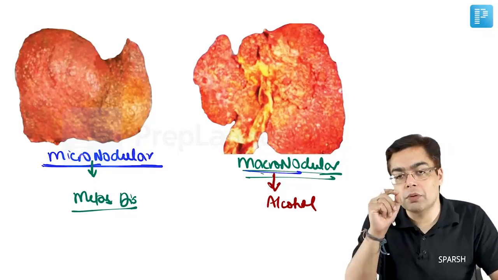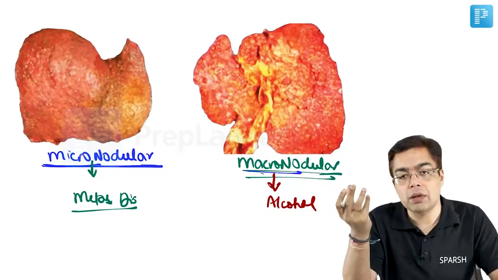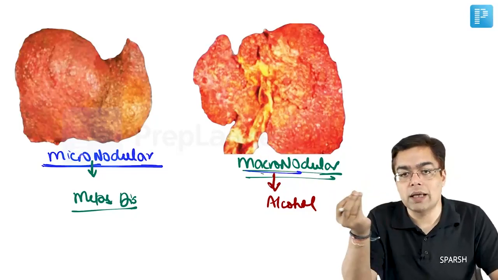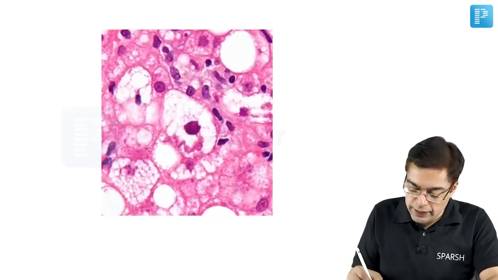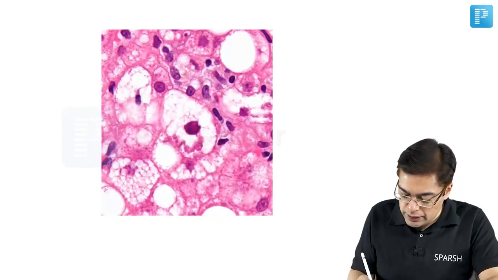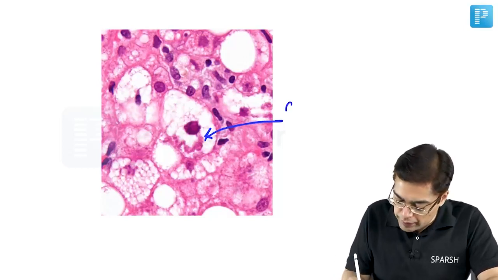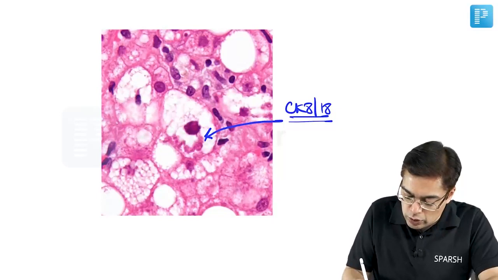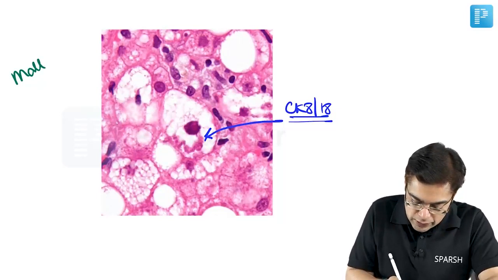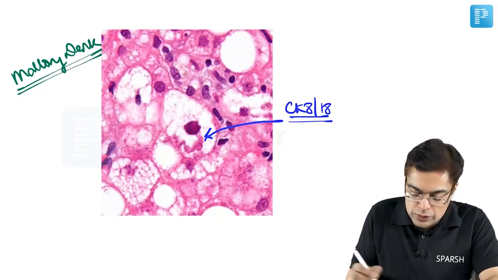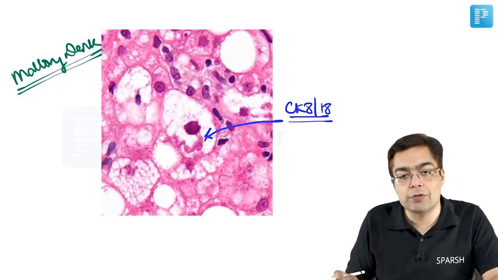So the size of the nodule, that is the 3 millimeter cutoff, is what you need to remember for differentiating between micronodular and macronodular cirrhosis. Now, one important finding that is loved by the examiners to be asked time and again is the presence of an eosinophilic band-like structure made up of cytokeratin 8 and 18. This structure is what a lot of you should be able to recall, friends. This is given the name of the Mallory-Denk body.